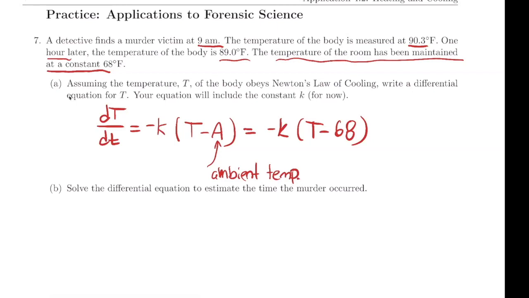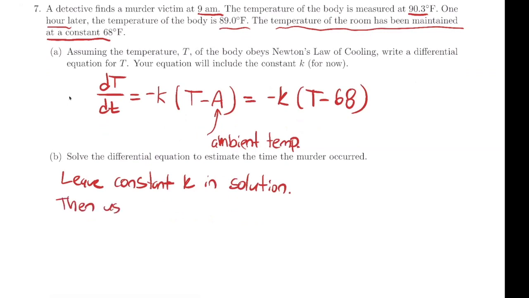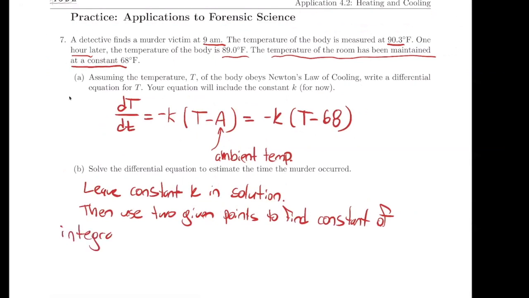So when you're solving in B, leave the constant K in your solution at first. And so when you find the general solution in step B, your answer should have a K in it, and your answer should have some general constant that we get from general solutions. And then you're going to want to use this given information to figure out what those two values are.